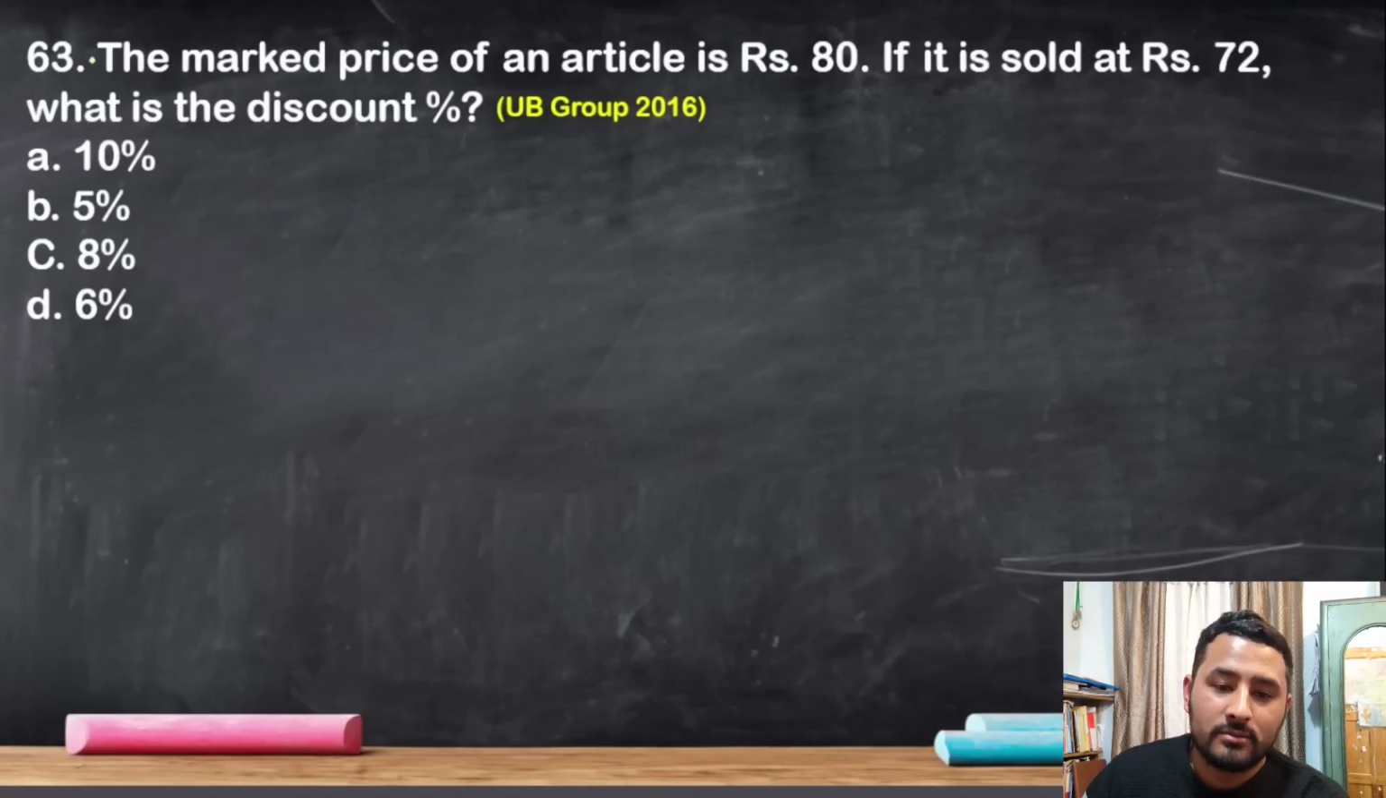Let's see next. The marked price of an article is rupees 80. If it is sold at rupees 70, what is the discount percent? Very easy.